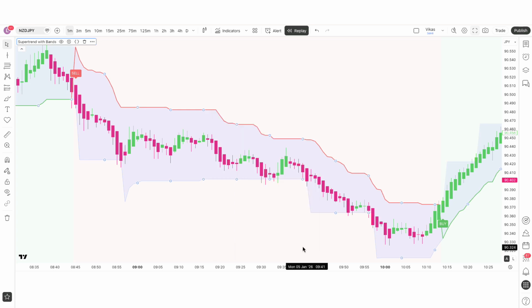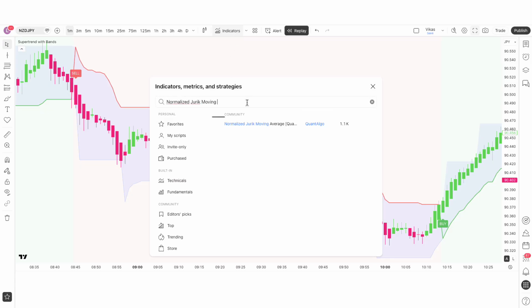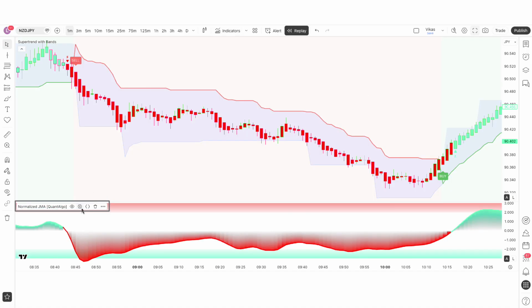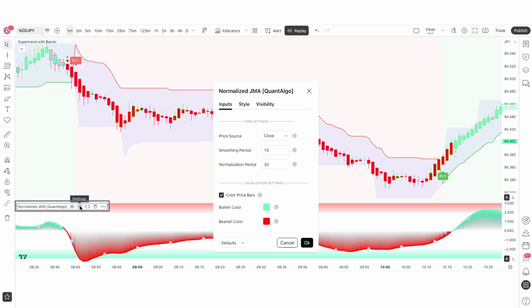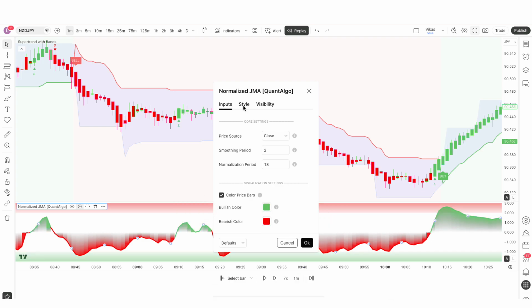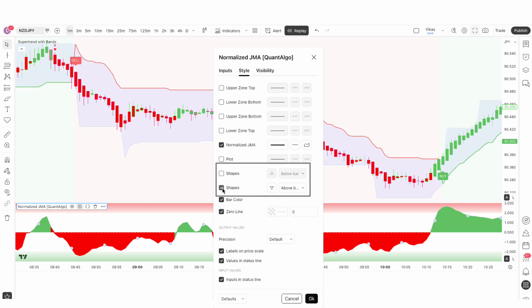Click OK. Now we'll add one more indicator to make this strategy more powerful. Let's go to the Indicator Search tab, search Normalized Zurich Moving, and select the one called Normalized Zurich Moving Average Indicator, created by Quant Algo. Now let's access the settings of this indicator so we can modify it to suit our strategy. Change the Smoothing Period option from 14 to 2. And after that, the normalization period from 30 to 18. We change the bullish color. We change the normalized JMA line to area, and we have to keep these options hidden. And here everything is fine after that.